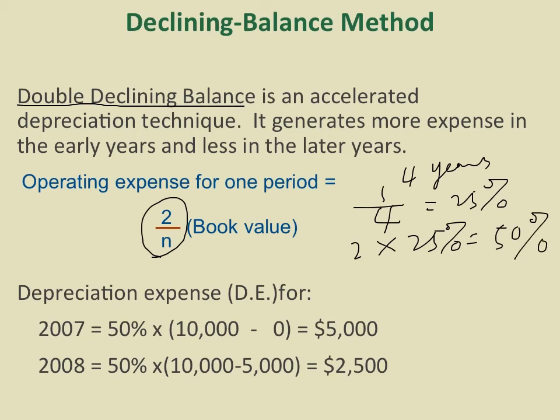So in 2007 for this car, we're going to depreciate 50% of the carrying value of $10,000. That is $5,000. In 2008, we're going to depreciate 50% of the carrying value at the beginning of 2008. The carrying value at the beginning of 2008 equals the historical cost of $10,000 minus the $5,000 of last year's depreciation expense, which equals $5,000. So 50% of $5,000, that's $2,500.